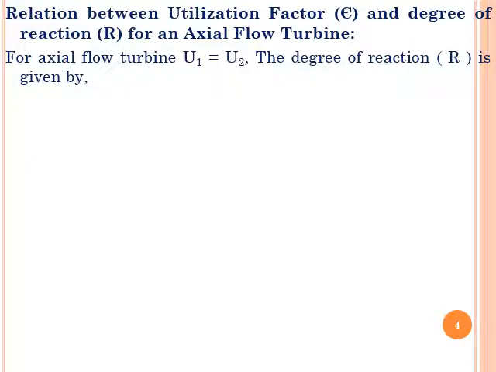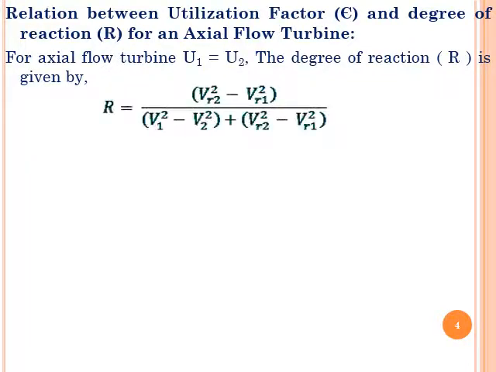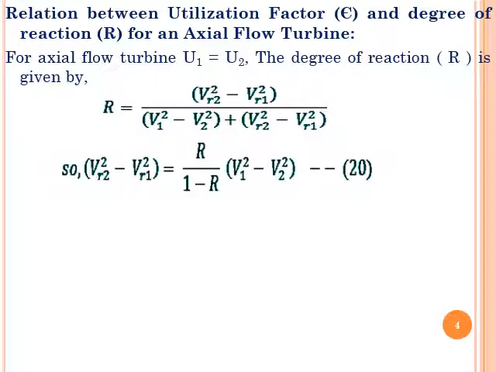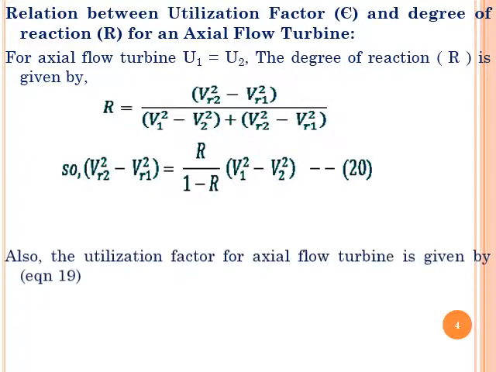The degree of reaction R is given by the relation R is equal to VR2 square minus VR1 square, to the ratio of V1 square minus V2 square plus VR2 square minus VR1 square. So VR2 square minus VR1 square is equal to R by 1 minus R times V1 square minus V2 square. That is expression number 20.